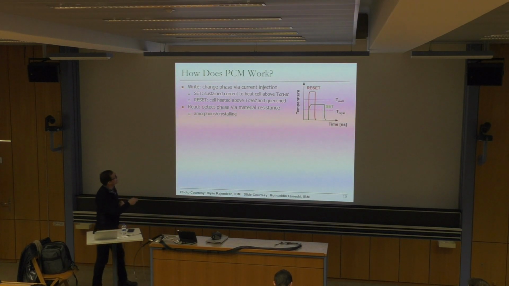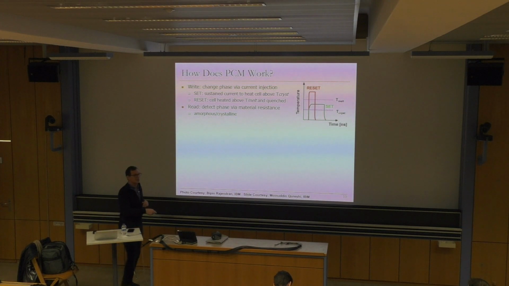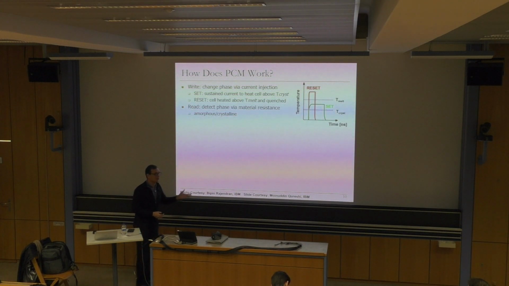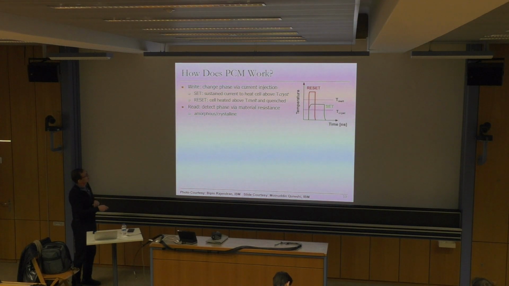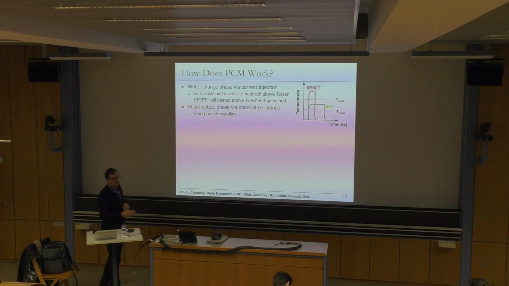To reset, actually, you need to heat the cell even to higher temperatures, above some melting temperature, and then quench the cell relatively quickly. So set and reset, you basically do 0 or 1, essentially. And reading is essentially a mechanism that detects the phase via detecting the material resistance. And there's a device to do it. We're not going to go into detail.